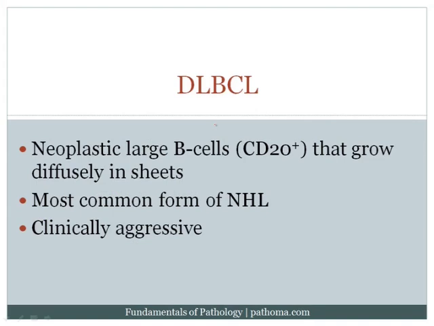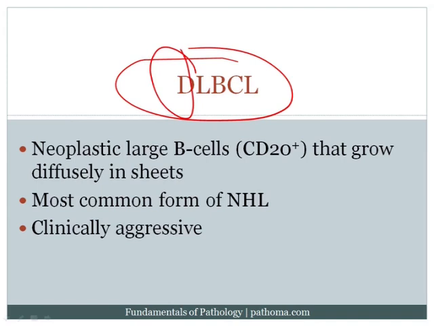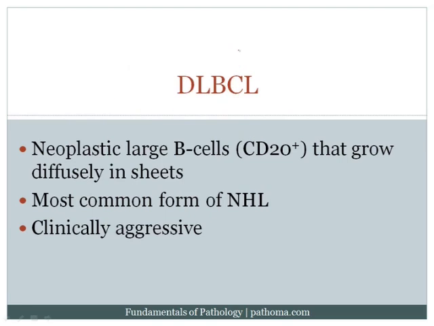So that takes care of the intermediate-sized lymphoma of B cells. Now we come to the lymphoma in which there are large B cells. And this is called diffuse large B-cell lymphoma. Diffuse, it doesn't produce follicles, it doesn't produce a margin, it doesn't produce a mantle, it grows diffusely. Large, the cells are large. B, the cells are B cells, and hence they're CD20 positive. And of course, this is a lymphoma. So that's the summary of diffuse large B-cell lymphoma.